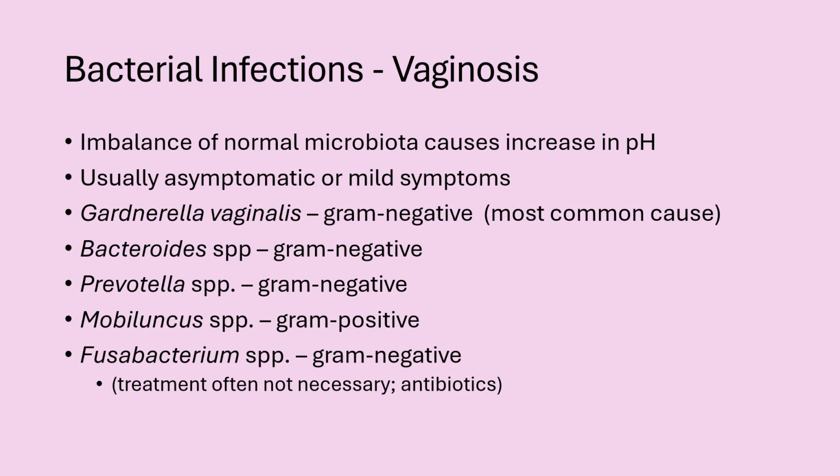The bacteria that can cause vaginosis: Gardnerella vaginalis, which is a gram-negative. This is the most common cause of it. But also Bacteroides species, which is gram-negative. Prevotella species, which is gram-negative. Mobiluncus species, which is gram-positive. And Fusobacterium species, which is gram-negative. All of those can be causative agents.